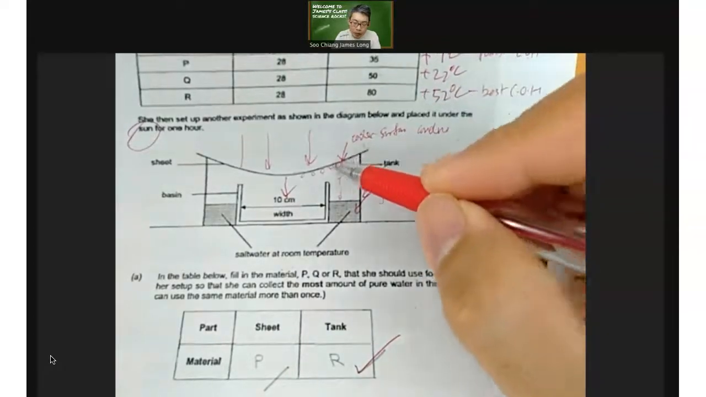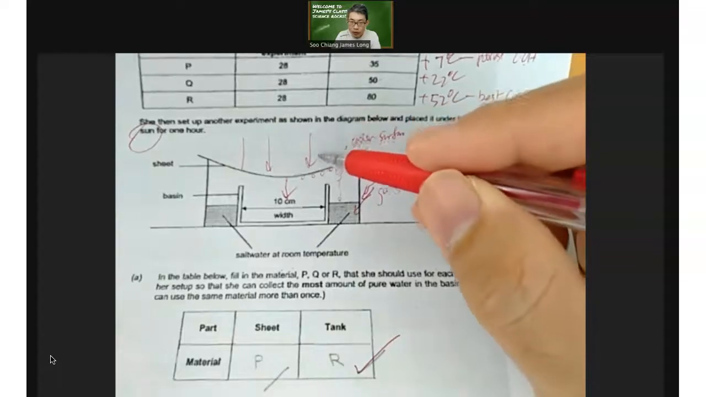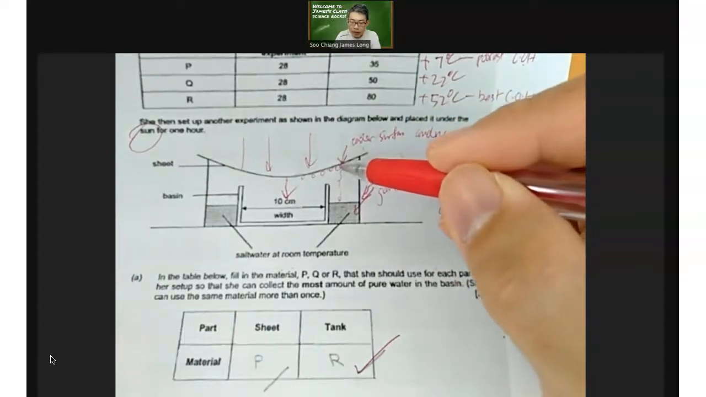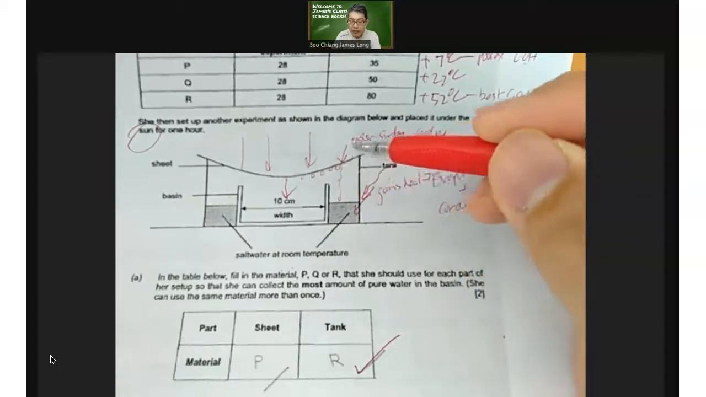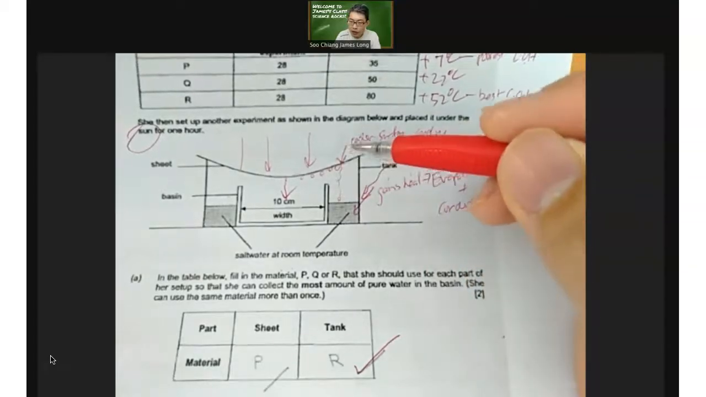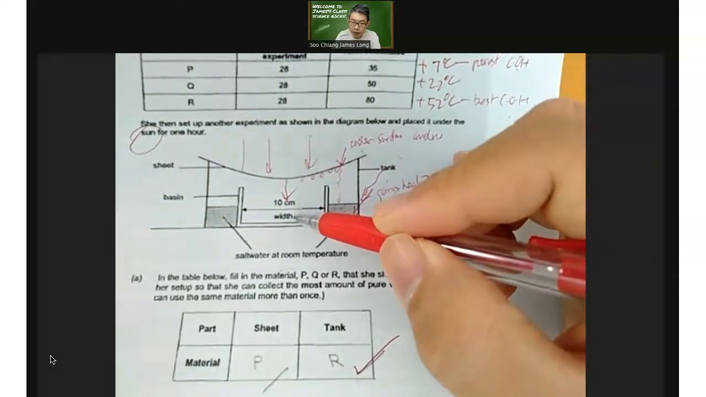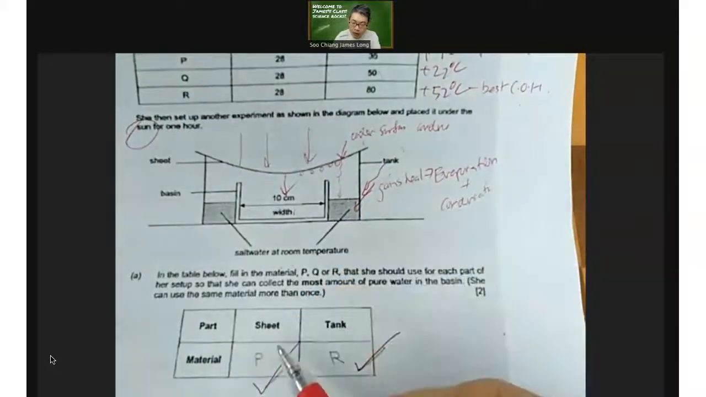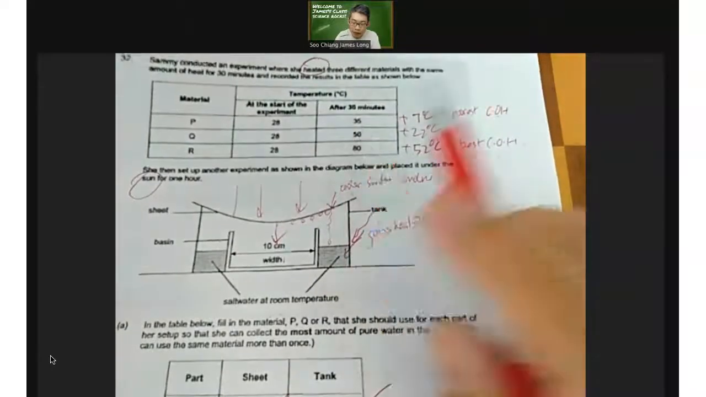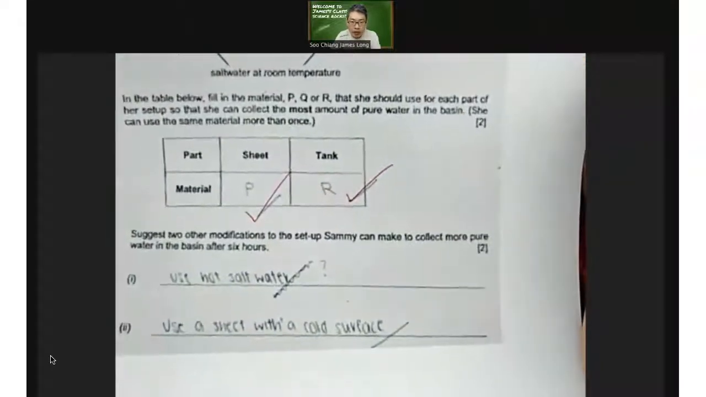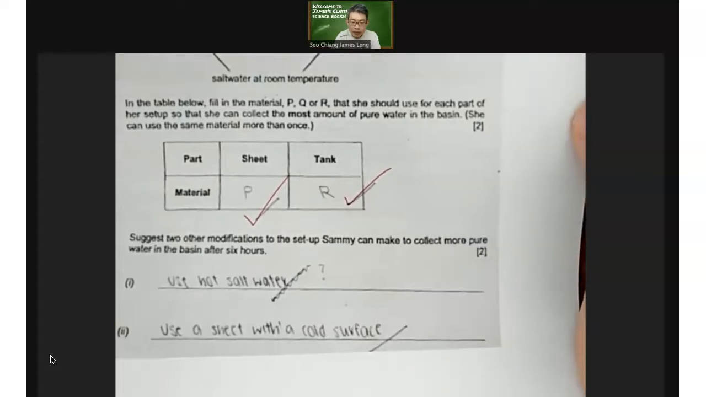So if this is a poorer conductor of heat, then it doesn't gain heat from the sun so quickly, and therefore the water droplets that are condensed here do not gain heat as fast. Therefore, they won't evaporate so quickly and have a better chance of dripping down and dripping here. So I agree, this should be made of the poorest conductor of heat, which is material P. Now state 2 other modifications to the setup Tammy can make to collect more pure water for 6 hours.